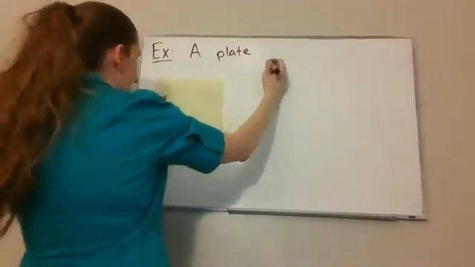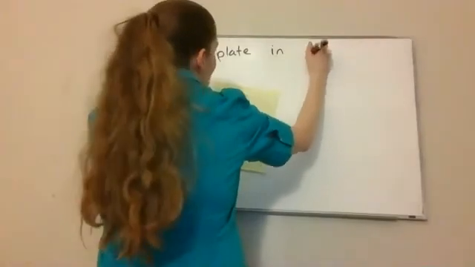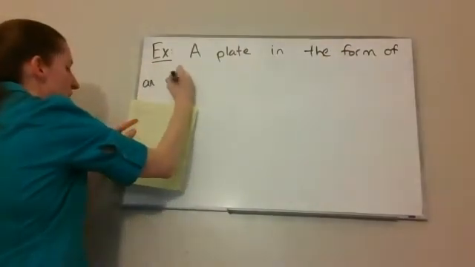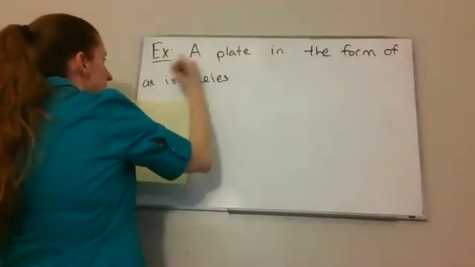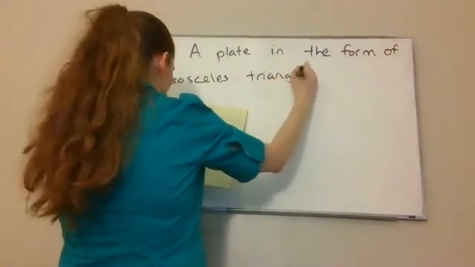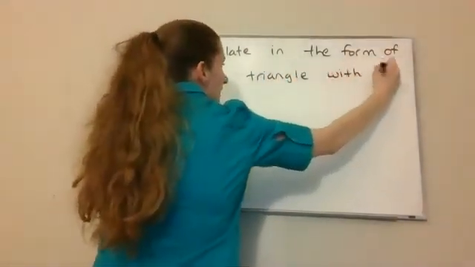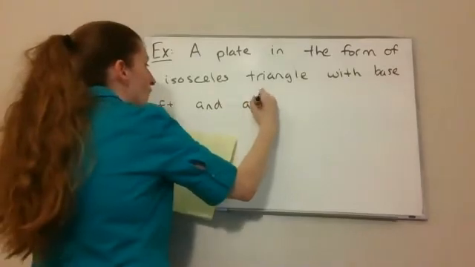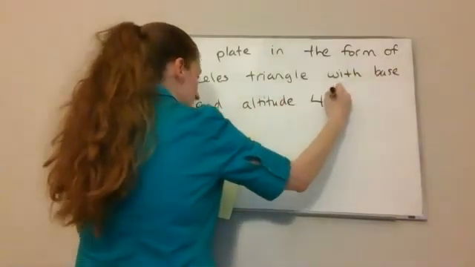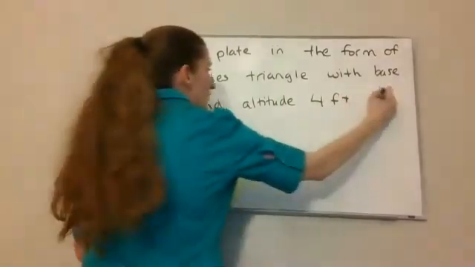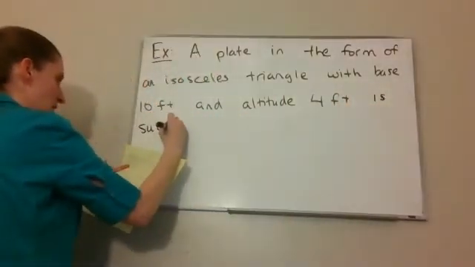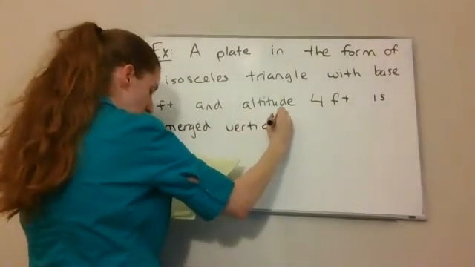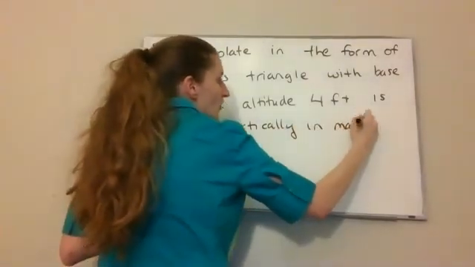So this time we have a plate in the form of an isosceles triangle, with base 10 feet and altitude 4 feet, is submerged vertically in machine oil.